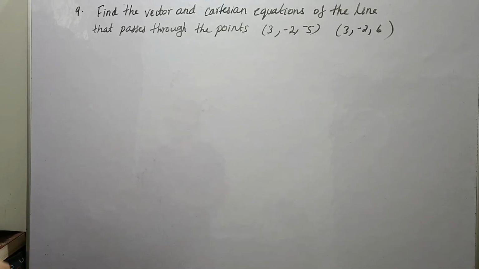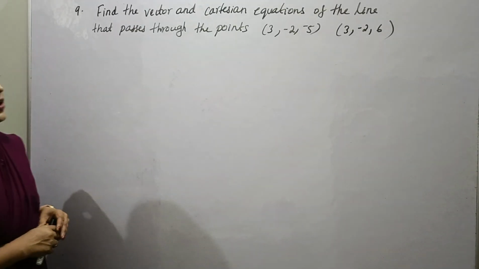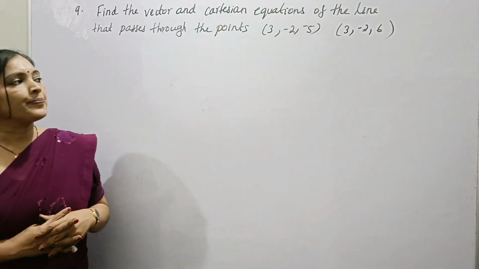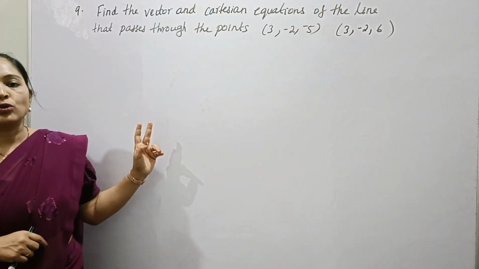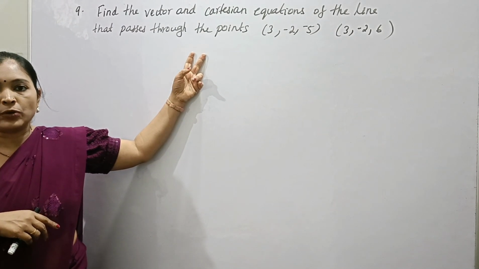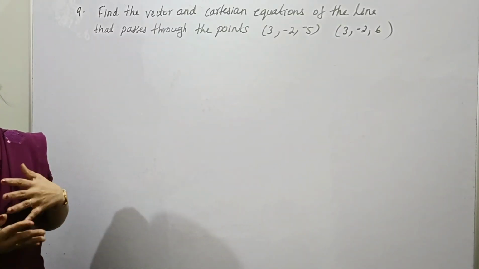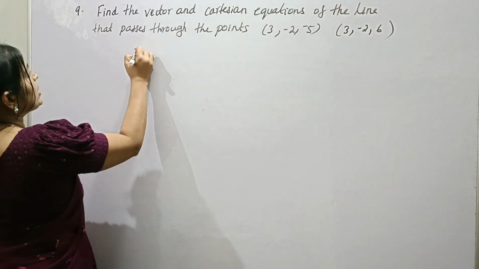Find the vector and Cartesian equations of the line that passes through the points (3, -2, -5) and (3, -2, 6). Here it is very simple, so directly substitute the values. Here we have to find the equation of the line when 2 points on the line are given. We have to write the equation of the line in vector form and Cartesian form. So first of all, let's write the vector equation.